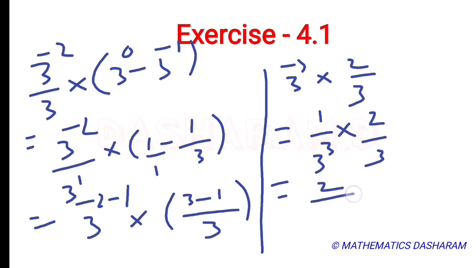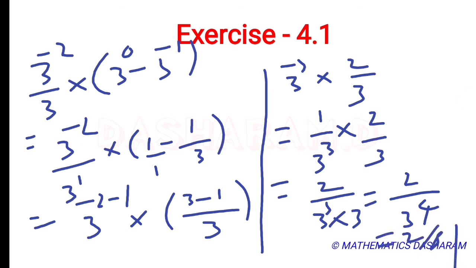1 into 2 is 2, 3 cube into 3. So it equals 2 by 3 to the power of 4. 3 to the power of 4, answer how much? 81. So 2 by 81.